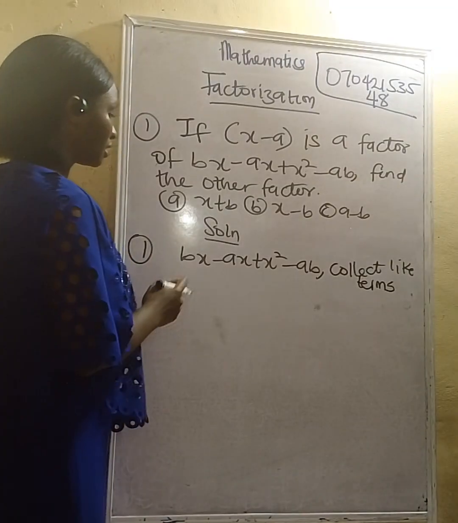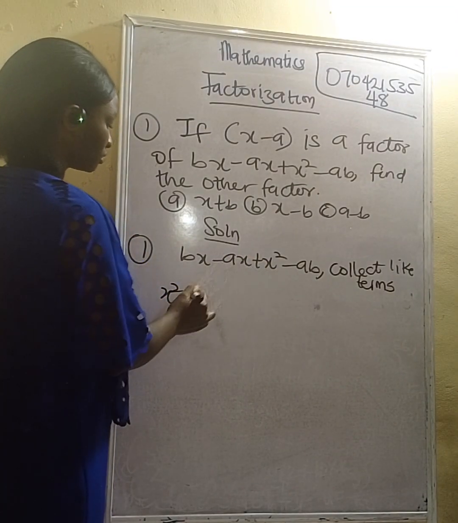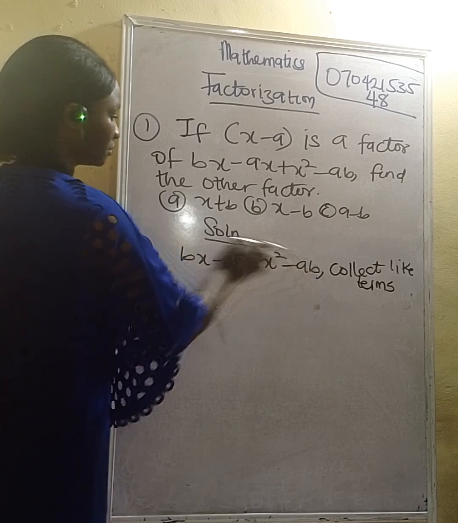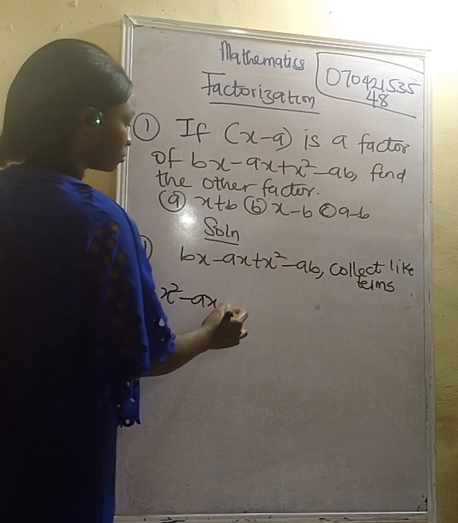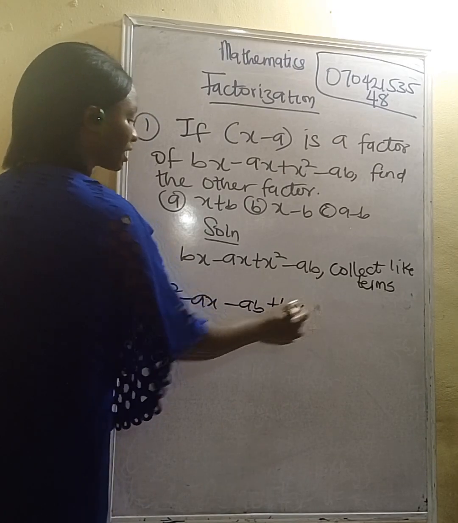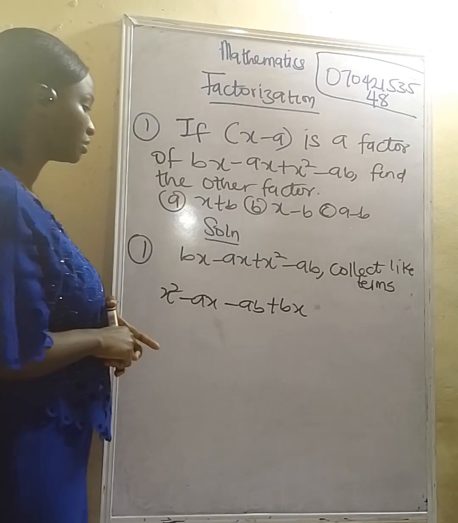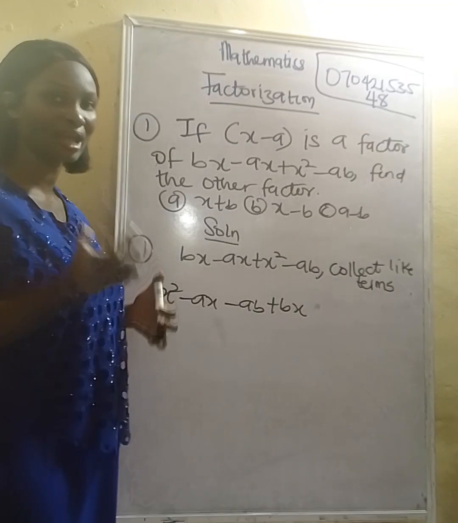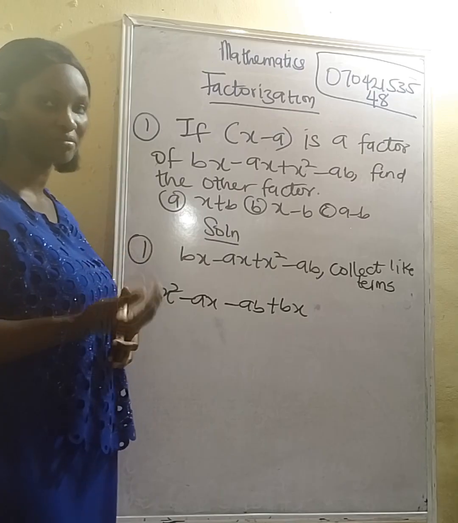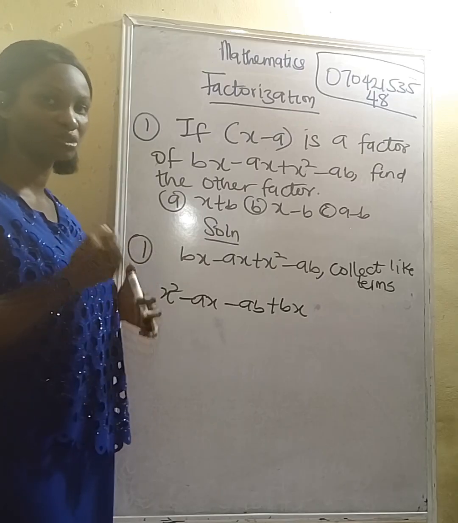So now let's bring them together. We're going to bring x squared, minus ax, so this is b and this is b, we bring them together. That will be minus ab plus bx. Now you ask, how are we going to arrange it? You can arrange it the way you want, but the major thing is bringing the like terms together. Then you're still going to arrive at your answer.